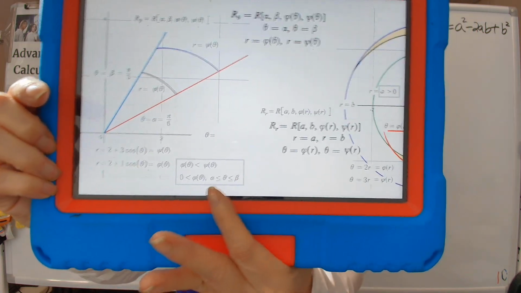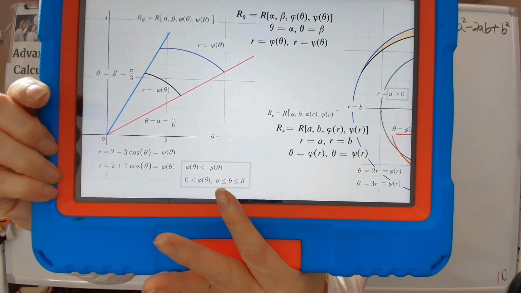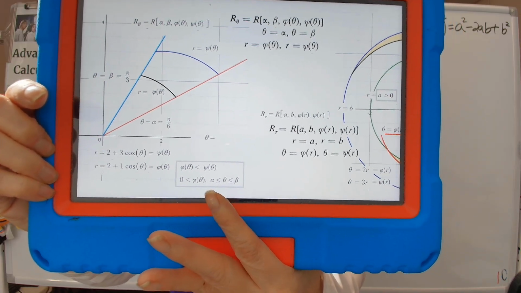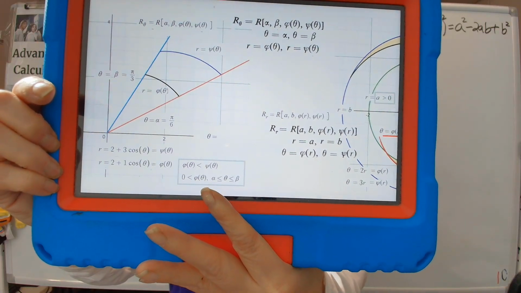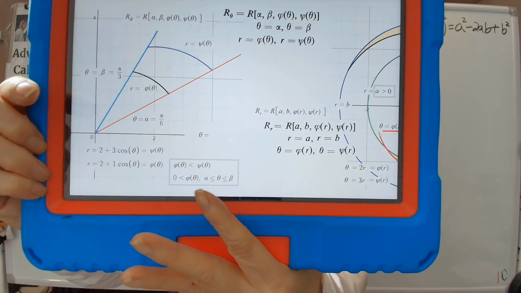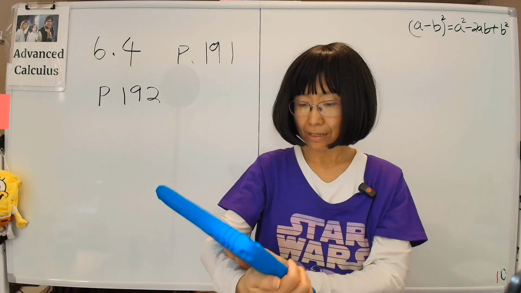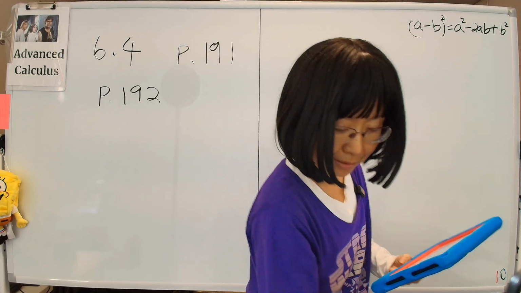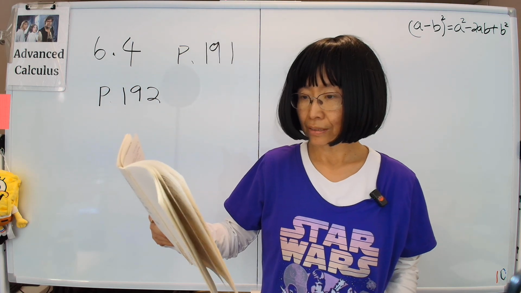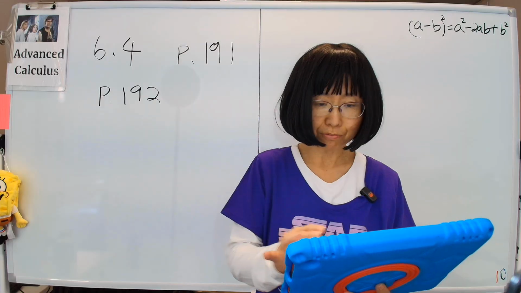Here are the requirements of R_theta. Phi has to be less than psi, I think. The book says we need to obey the previous requirements, which means phi is less than psi. And then they also add that phi has to be bigger than 0. And what else does it say? Phi bigger than 0. That's it. That's the only additional requirement besides what we used to do.